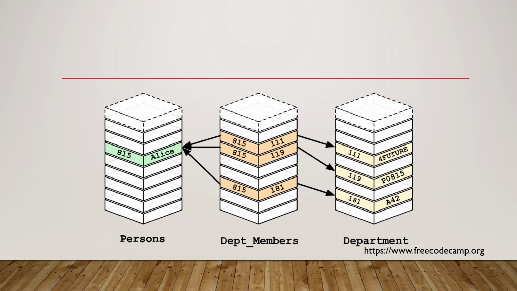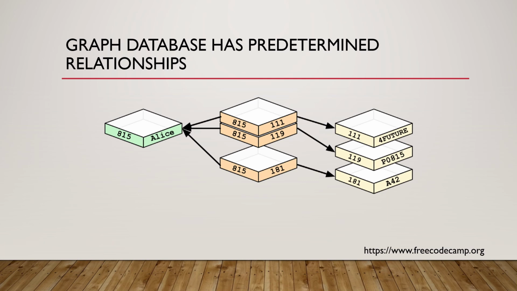So here you can see that there are 3 tables: persons, department members, and department. In order to get to the level of the relationships of Alice in terms of the department members and departments, we have to traverse through 3 tables. A graph database has predetermined relationships, so it's just already there. You don't have to do the SQL unions and intersections, complement type relationships.